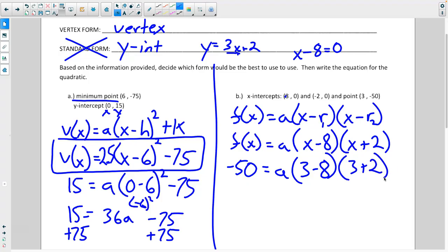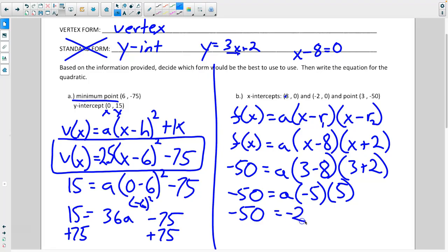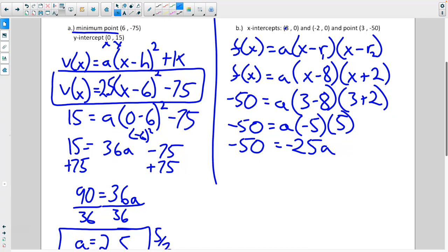So we just kind of work through it now. So remember, I add these together, and then I multiply them together. So I get a times negative 5 times positive 5. So this multiplies to negative 25. Again, I'm always going to write the number before the variable. Okay? It doesn't really matter in this case. It's just good practice. And then we divide.